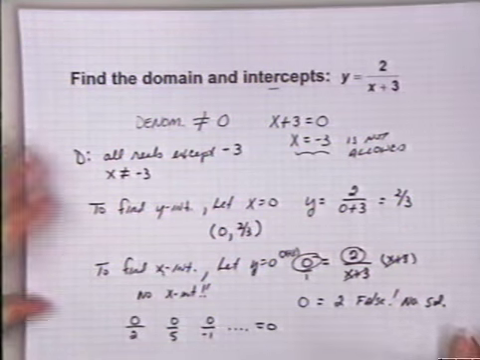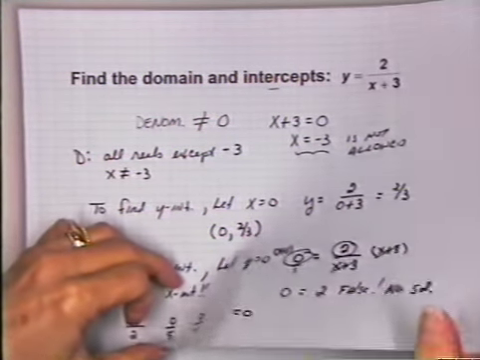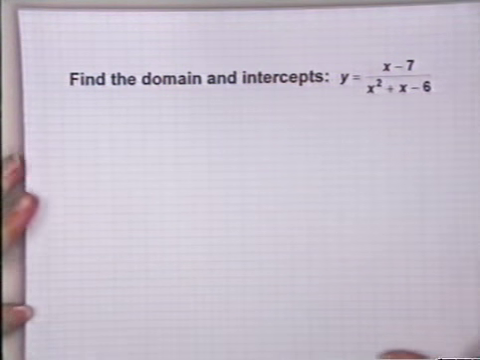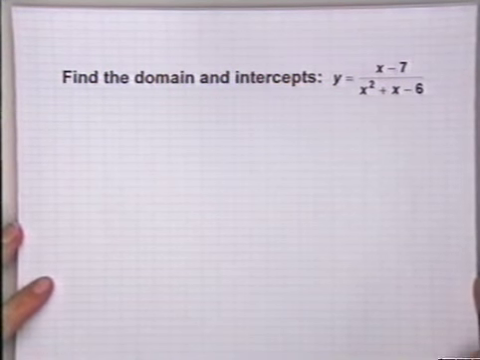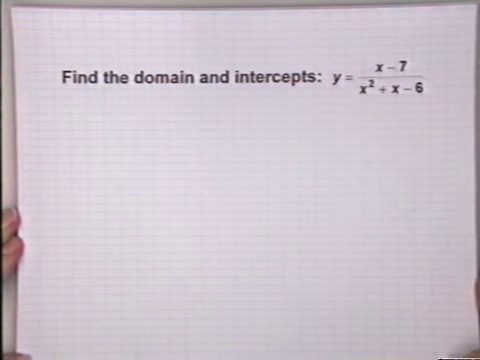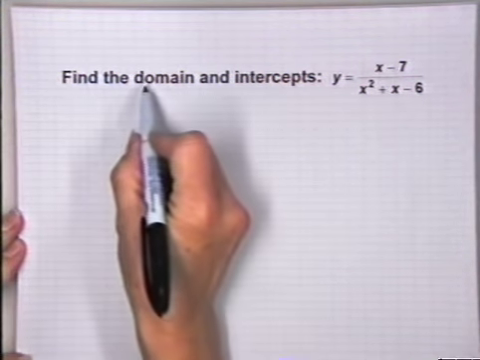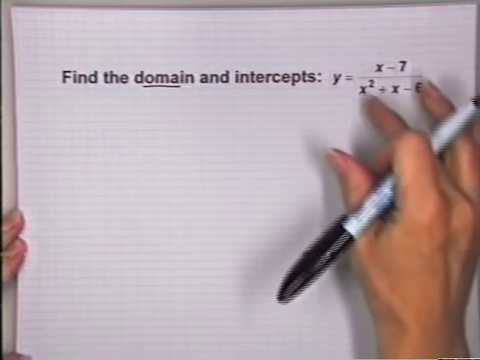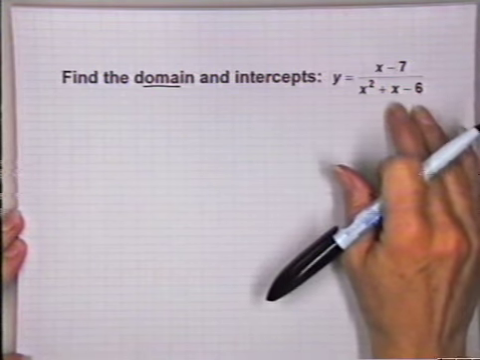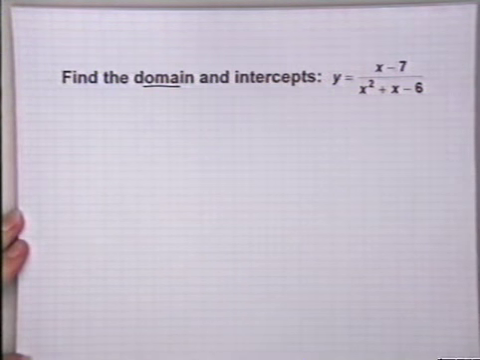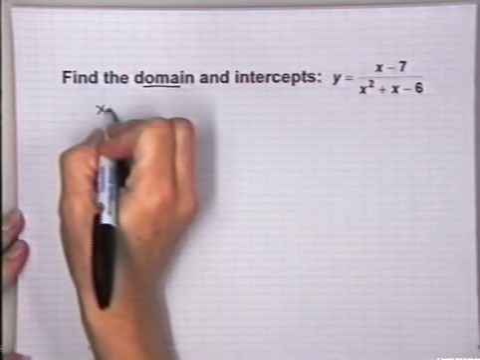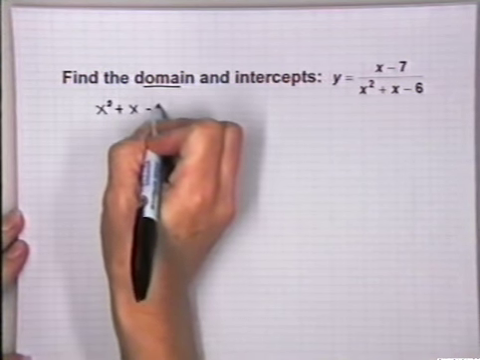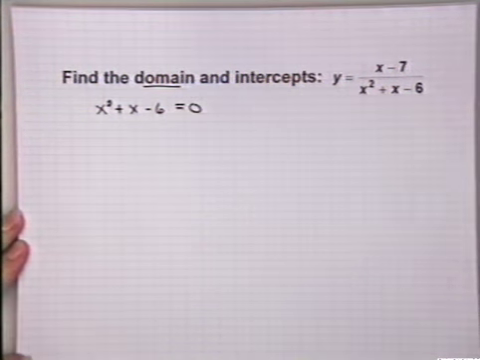Well, let's look at another example where we're finding just domain and intercepts here. This particular rational function is y equals x minus 7 divided by x squared plus x minus 6. Now, let's work on this domain first. Remember, what we're interested in here is, because we have this fraction format, this quotient, we do not want our denominator to become 0. So what we're going to do is take the denominator, x squared plus x minus 6, and set it equal to 0 to see what values of x would make it become 0.